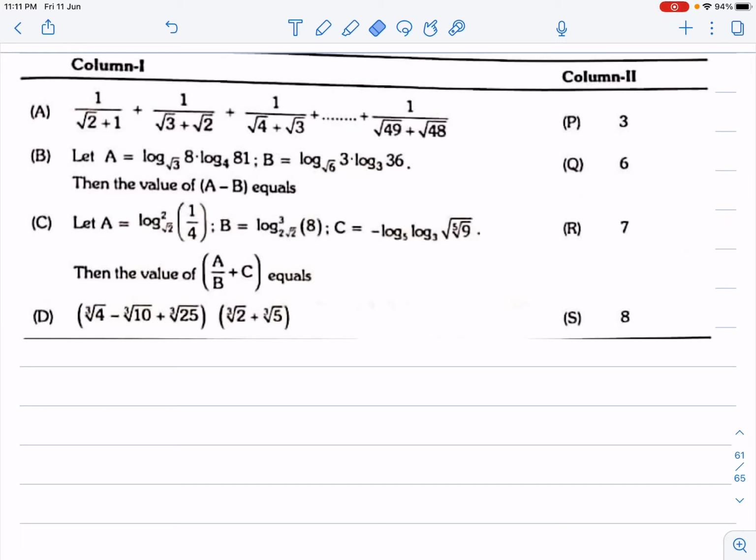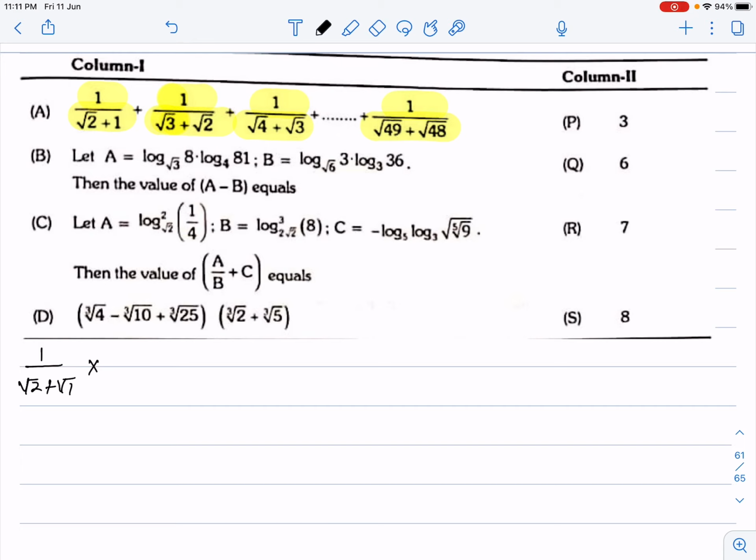So we'll be going to solve this question written on the screen. What is the format? 1 divided by root 2 plus 1, plus 1 divided by root 3 plus root 2, plus 1 divided by root 4 plus root 3, goes on up to 1 divided by root 49 plus root 48. So I would be going to write it like 1 divided by root 2 plus root 1.